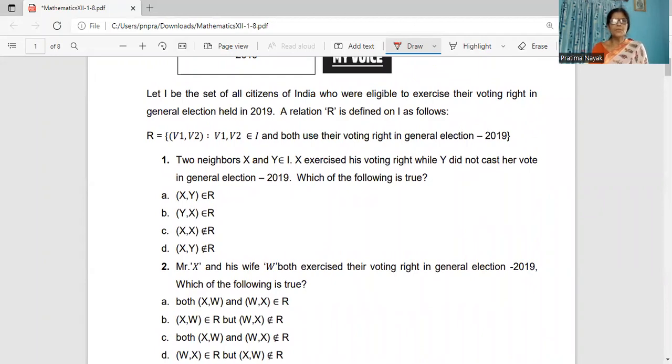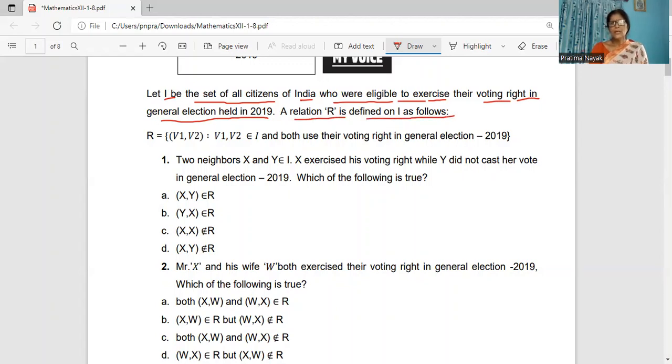First, let I be the set of all citizens of India who were eligible to exercise their voting right in the general election held in 2019. So it is the set of citizens who have voted. A relation R is defined on I, the set of all citizens.